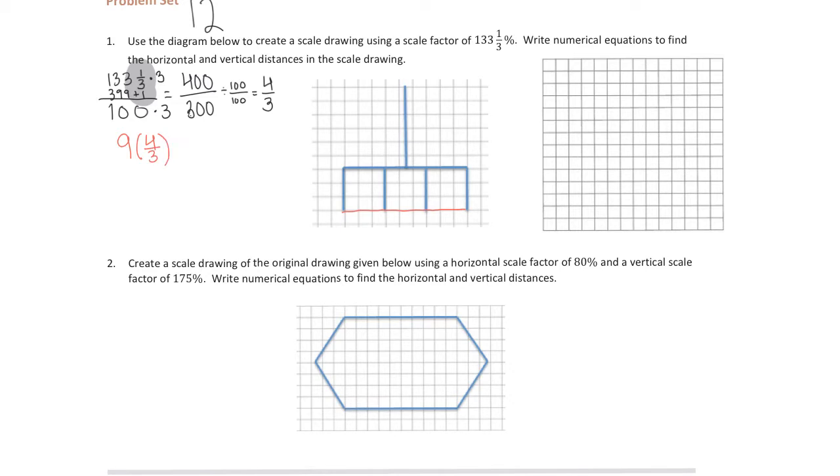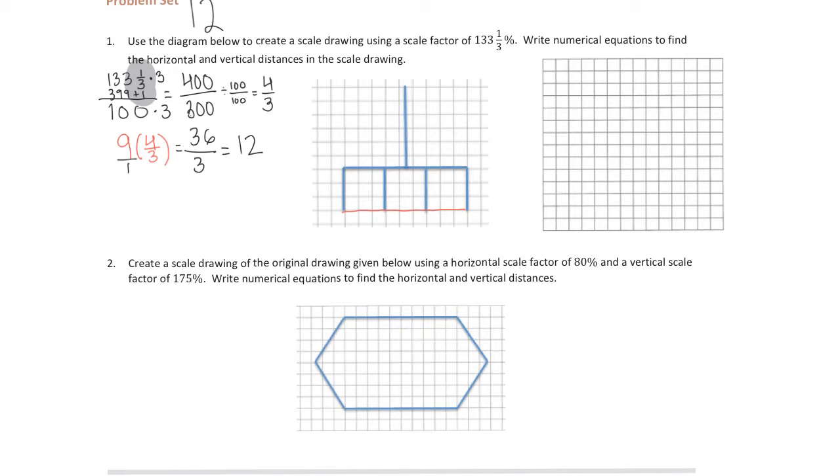4/3. Now, when we multiply fractions, to make our whole number a fraction, we can put a 1 underneath of it. So now we're going to multiply our numerators, 9 times 4, which is 36. And now our denominators, 1 times 3, which is 3. And 36 divided by 3 is going to give us 12. So now when we create our horizontal part in our scale drawing, we're going to go over 12 units.